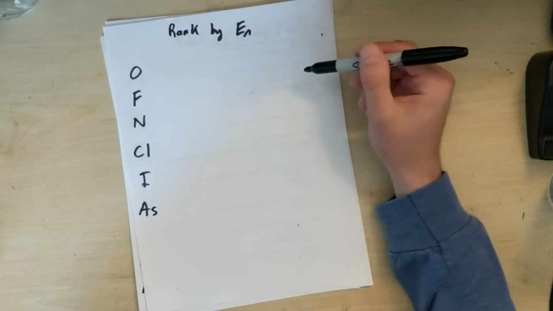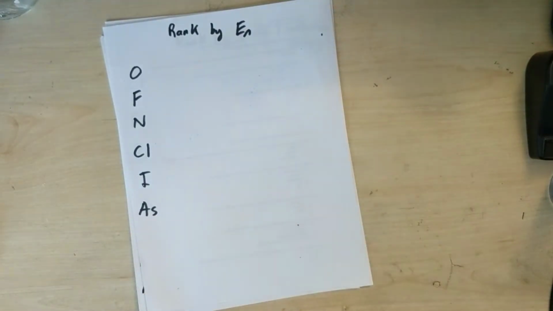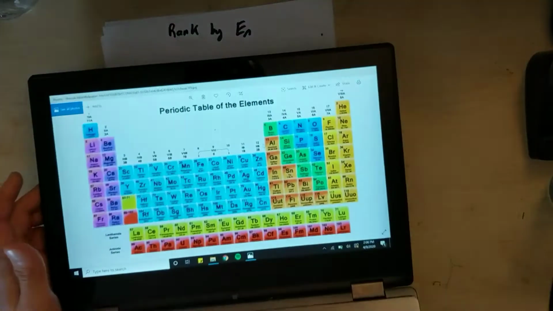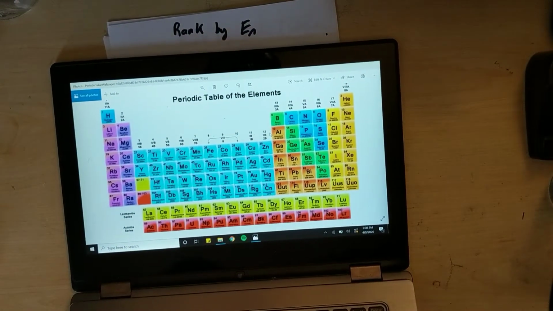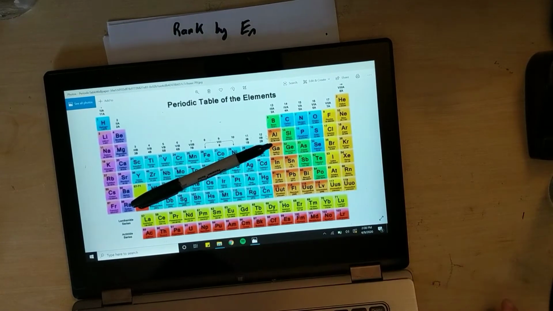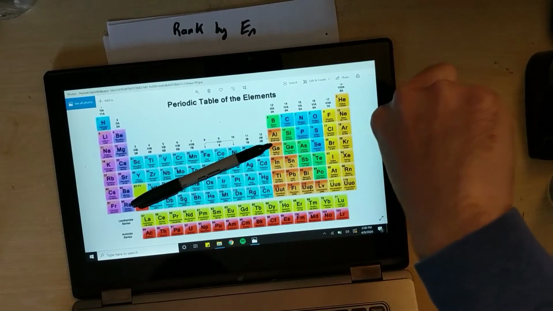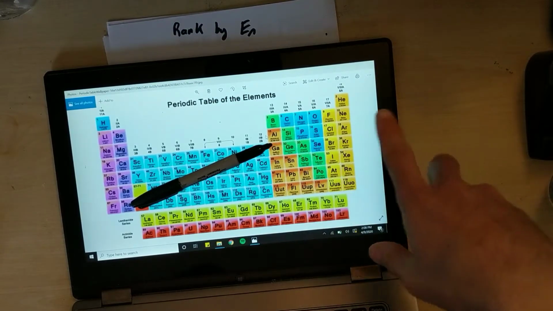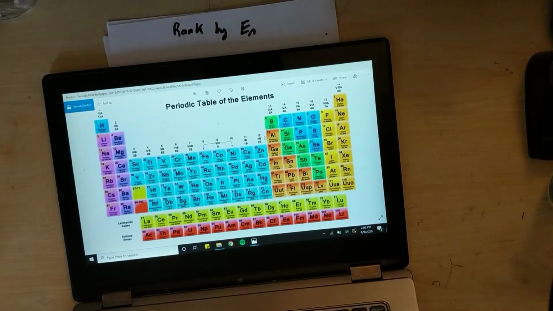So we're going to rank everything by electronegativity, and what we need to do that is the periodic table. Let's consider what trends we're talking about. The trend we're talking about in electronegativity is this trend, right? It's the trend that says that as you go this way in the periodic table, things become more electronegative. So let's look at what that means.